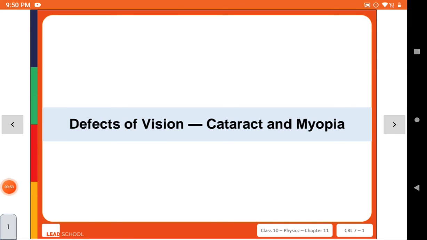So students, this is your physics human eye chapter. We will discuss defects of vision later. Today we have discussed the structure, functioning and range of the human eye, and the most important topic we have discussed today, that is accommodation or power of accommodation of the human eye.